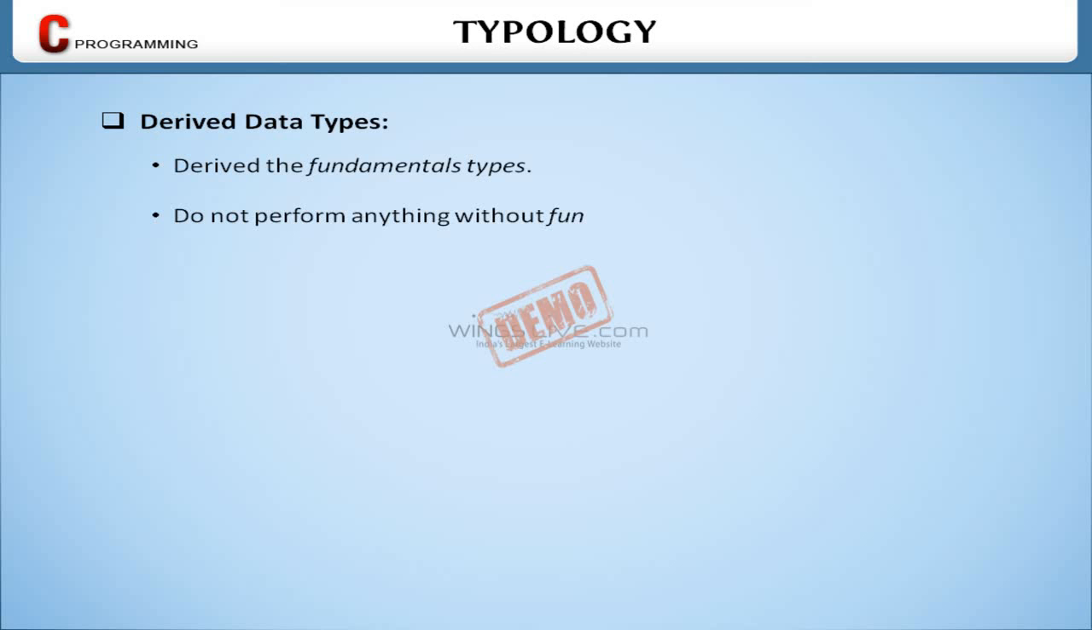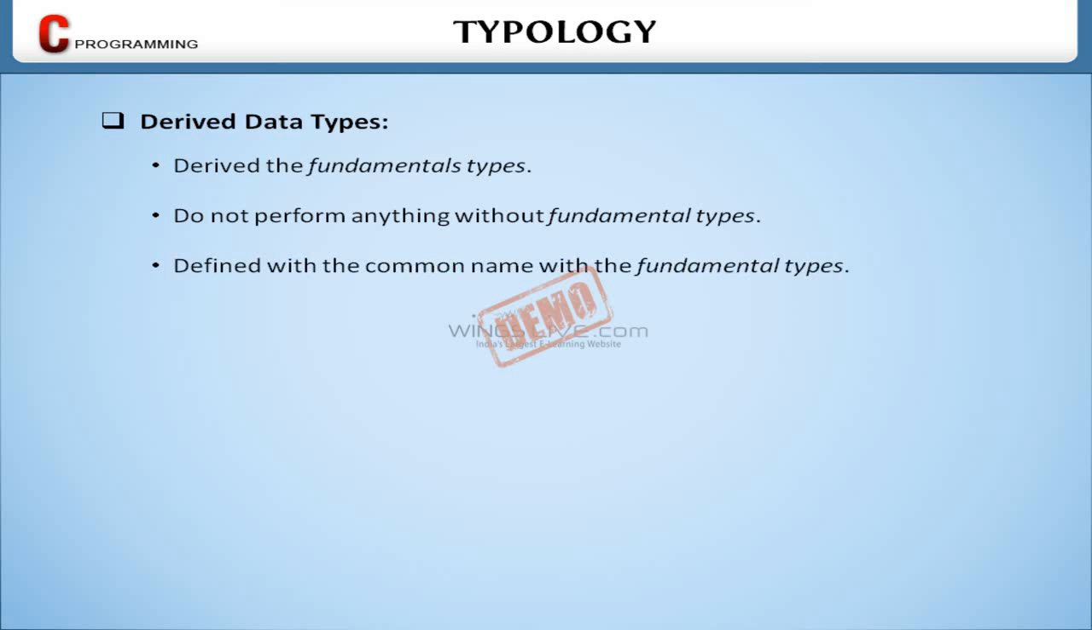Now let's move on to derived data types. As we discussed earlier, the fundamental data types are common for all the programming languages, but the derived types are derived from the fundamental types. The derived types do not perform anything without fundamental types. The derived data types are defined with the common name fundamental types. Here are a few derived types: structures, arrays.